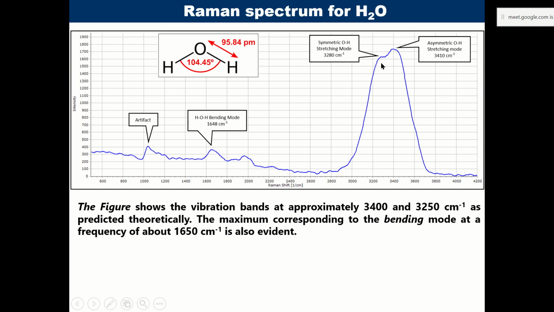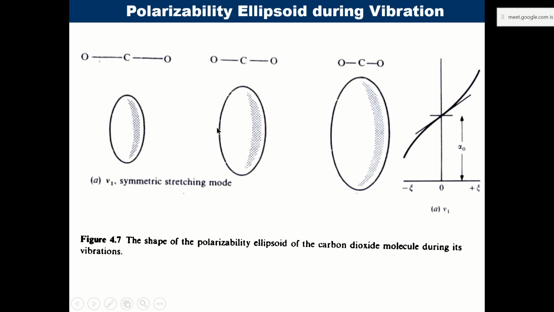So this is the spectrum obtained for the Raman spectrum of water, where you can see the three peaks: symmetric stretching, asymmetric stretching, and the bending mode. In case of CO2, if we look at the symmetric stretching, the shape of the ellipsoid is drawn like this. Along this direction you have the largest electron density, so you can bring about the largest distortion of the electron cloud.